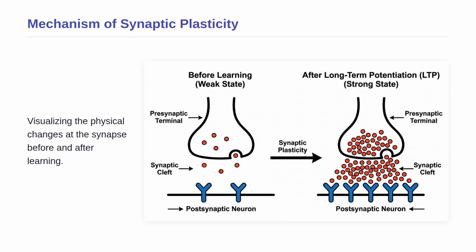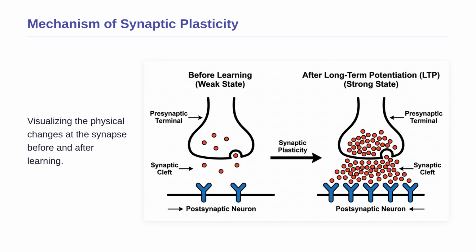Now that we have calculated these changes mathematically, let us look at a visual representation of what is actually happening microscopically. On the screen, you see a diagram comparing a synapse before and after learning. On the left, in the weak state before learning, the top presynaptic neuron releases only a few red neurotransmitters, and the bottom postsynaptic neuron has very few blue receptors to catch them. Following the arrow labeled synaptic plasticity, we see the strong state on the right after long-term potentiation has occurred.